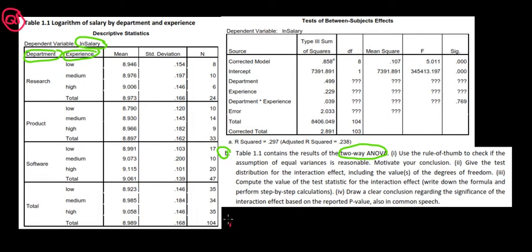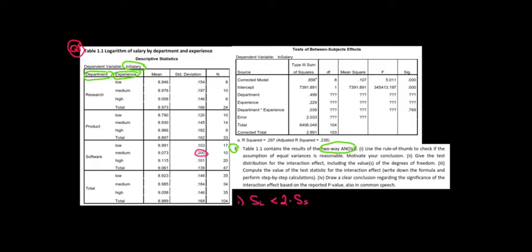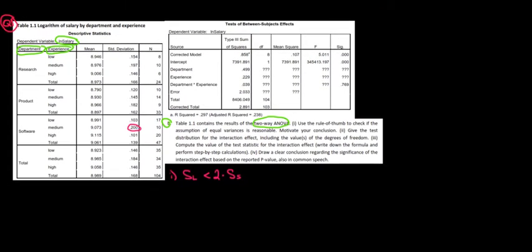A rule of thumb to check that is that the largest standard deviation must be smaller than 2 times the smallest standard deviation. So let's see if that holds true. We look at all the standard deviations available, and we can see that the largest one is 0.2. So we write that down. The largest standard deviation is 0.2. Then let's look at the smallest standard deviation. If we scan them, the smallest one seems to be 0.101.